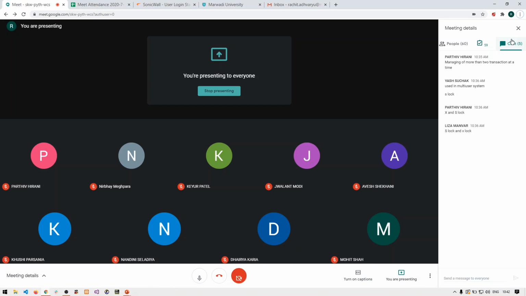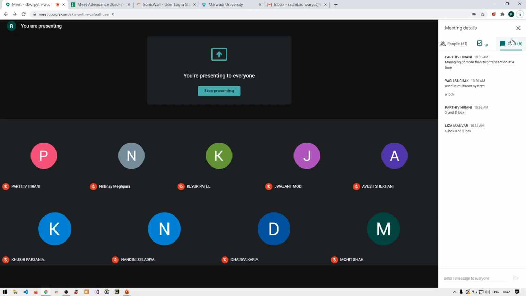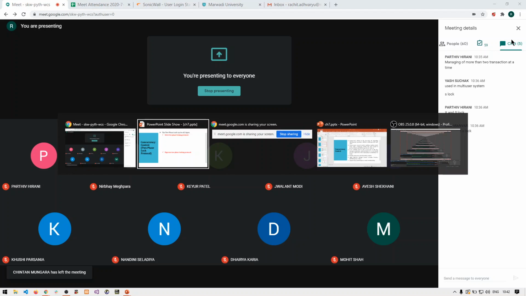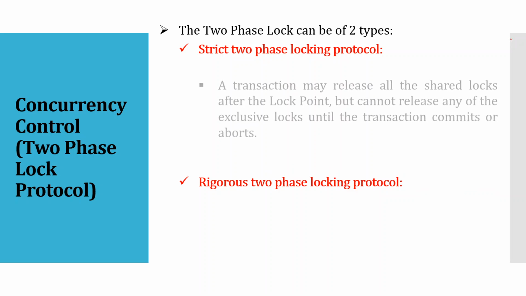And rigorous lock means a transaction is not allowed to release any type of lock in between. It can release the locks only after the transaction is committed. So the difference between strict and rigorous is, in strict you can release shared locks in between, but in rigorous you cannot release any type of lock until the transaction is committed. So this is what strict and rigorous two-phase locking is.